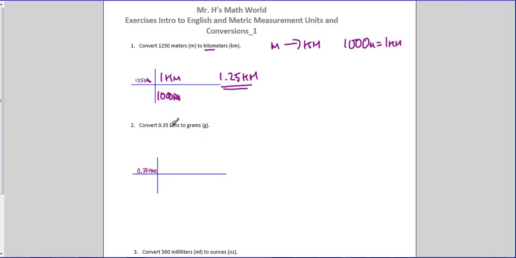So number 2, convert 0.35 tons to grams. Here I am making an English to metric conversion. I'm starting in English, so I need to go from pounds at some point to grams, because that's my English metric conversion, because I know 454 grams is 1 pound. To get to pounds from tons, I have a conversion that does that. So I'm going to go tons to pounds. I know that 2,000 pounds is a ton. Then finally, I've got what I need here. I'm already at grams.